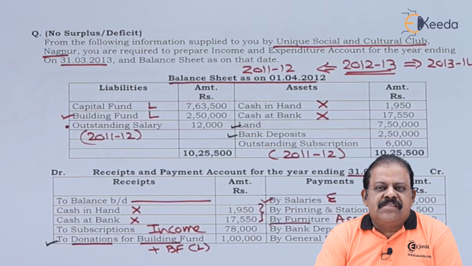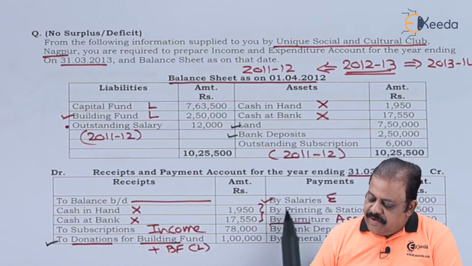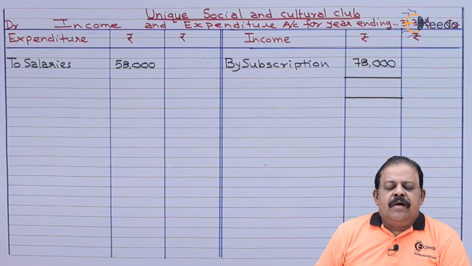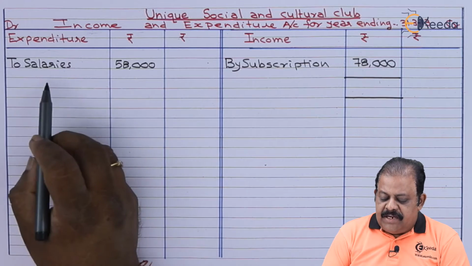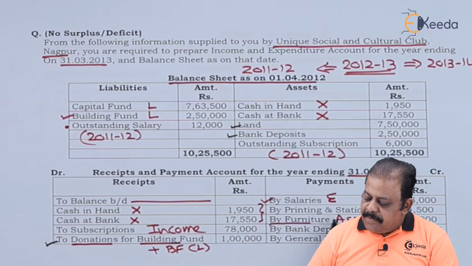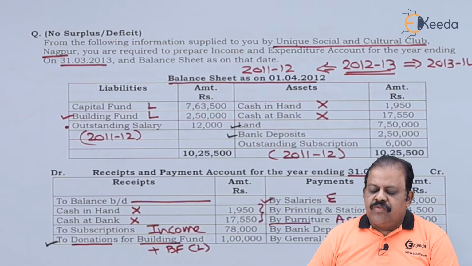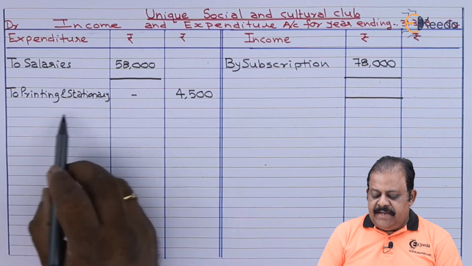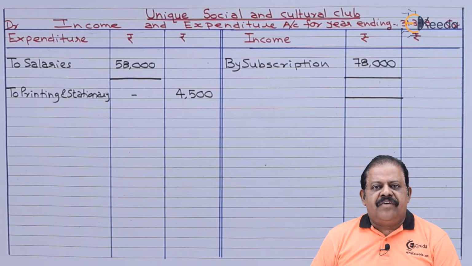Let us go through payments now. First we have salaries paid 58,000. Income and expenditure account, expenditure side, to salaries 58,000. Next we have printing and stationery 4,500. This will be recorded as expenditure. To printing and stationery 4,500.